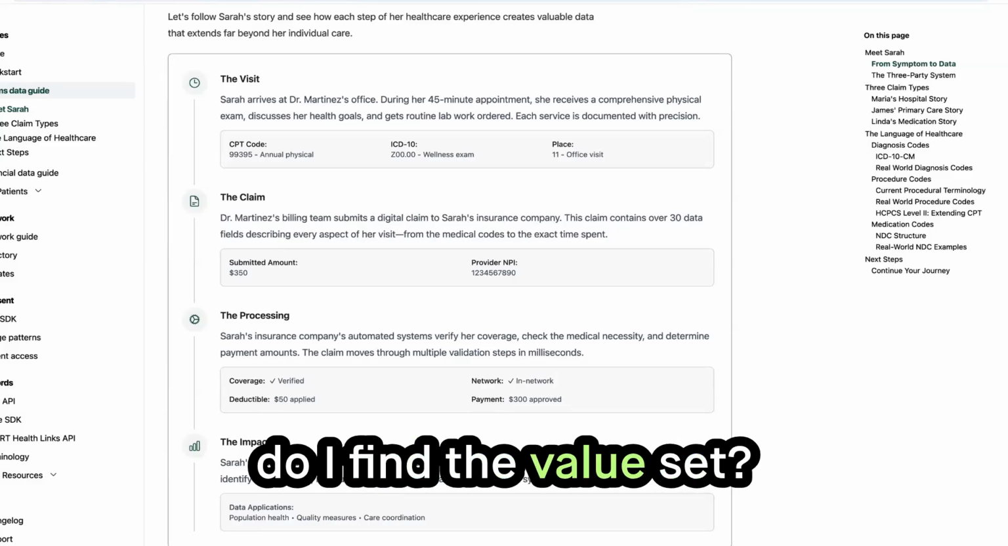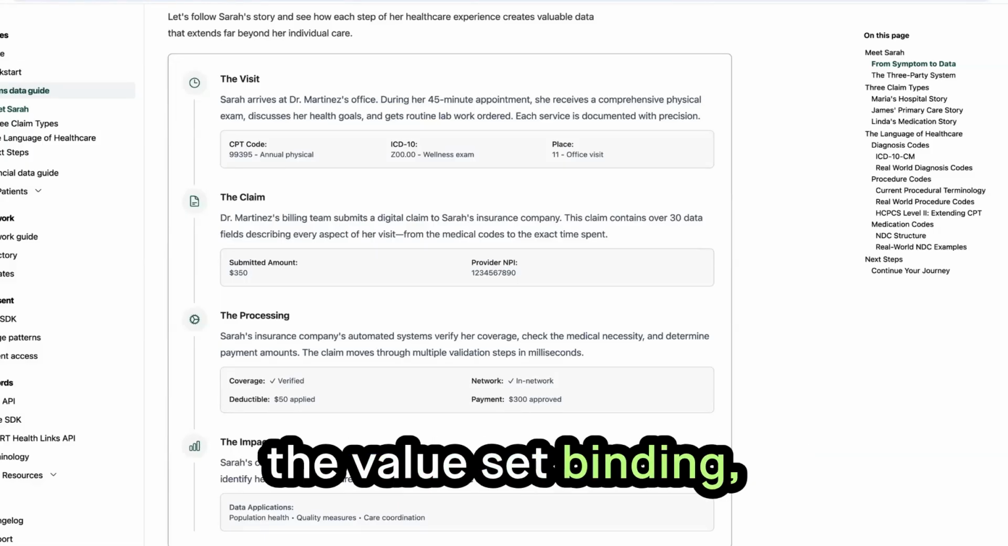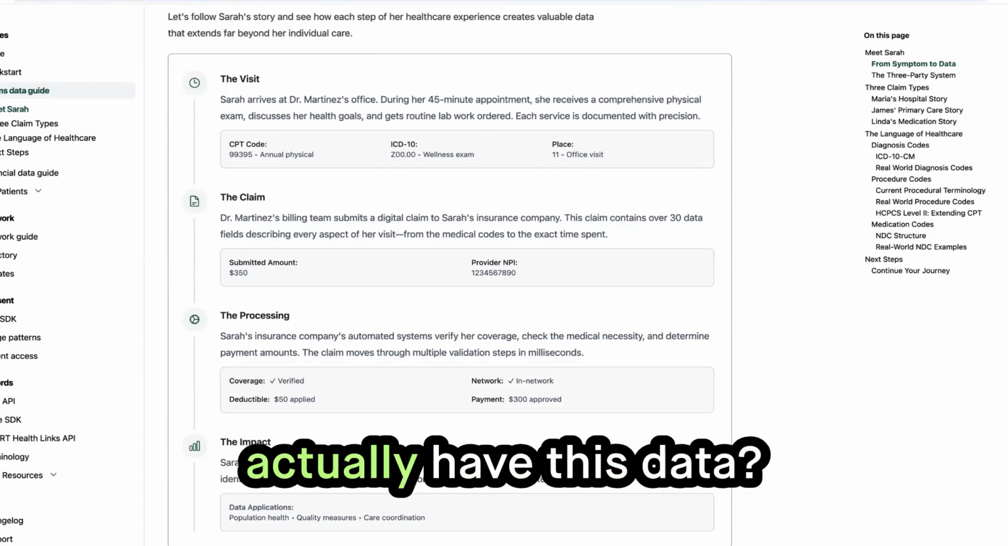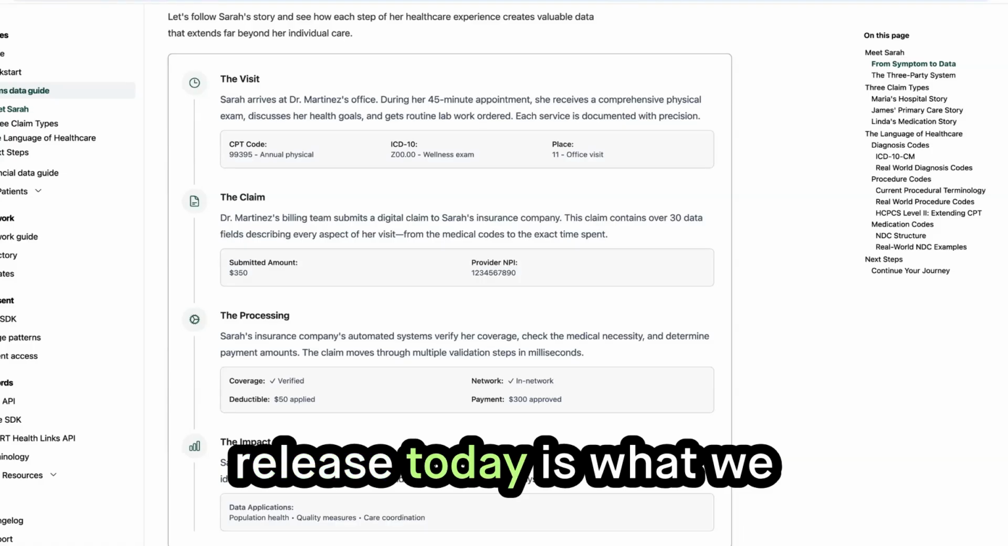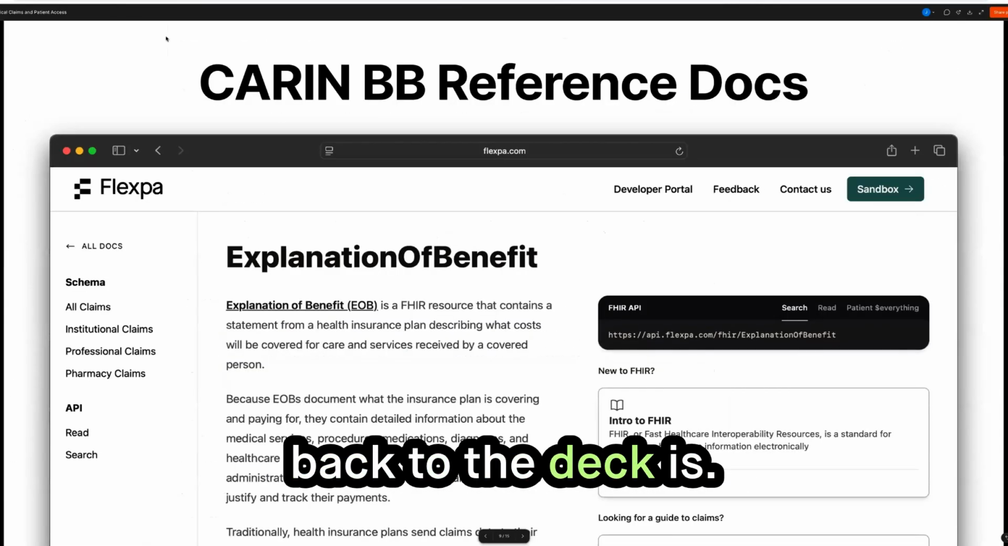Where do I find the value set that might help me answer that question? Where's the value set binding? Which element of which profile might actually have this data? So the second part of our release today is what we were discussing here. Actually, I'll go back to the deck.